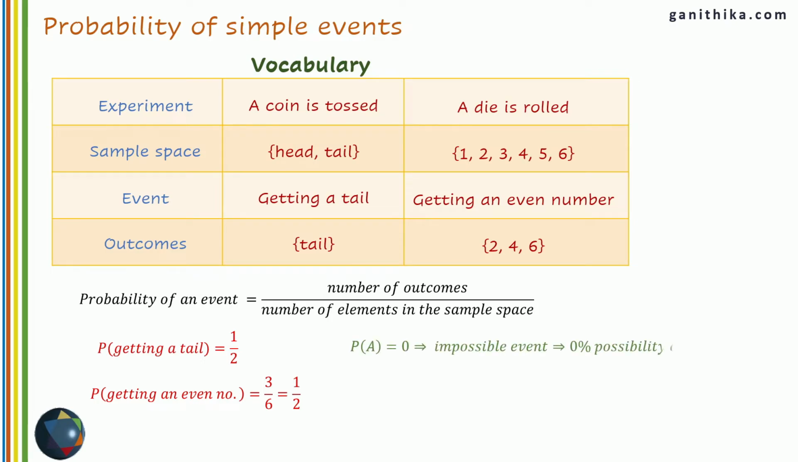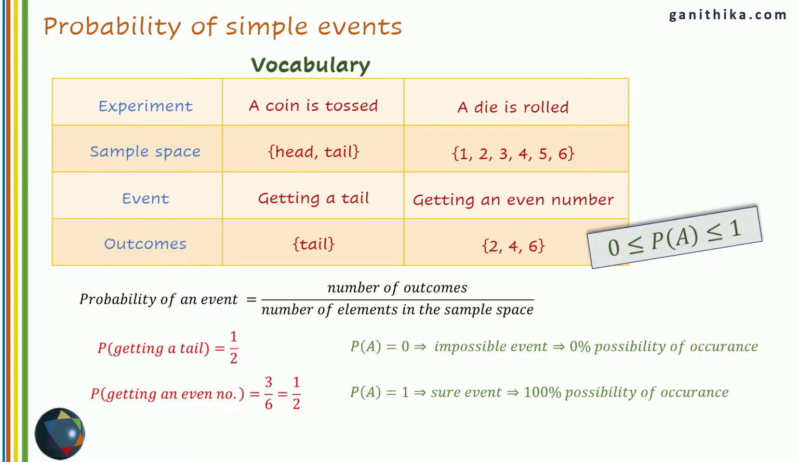Probability of an event equal to 0 means the event is impossible, or it has 0% probability of occurrence. P of A means probability of an event A. Usually events are given in capital letters. So if the value of the probability is equal to 0, then the event is an impossible event. Whereas if the probability of the event is equal to 1, then it is called a sure event, which means it has 100% possibility of occurrence. So probability of any event can be between 0% and 100%. Therefore, P of A is always between 0 and 1, both inclusive.